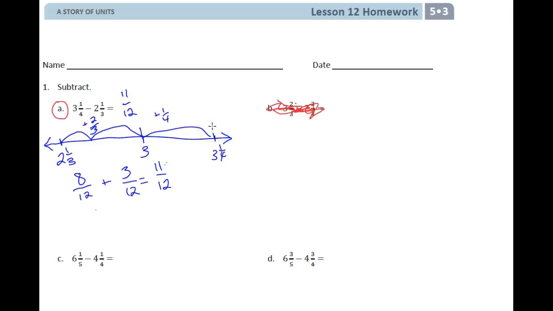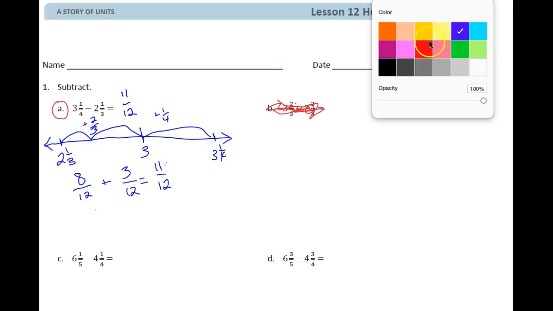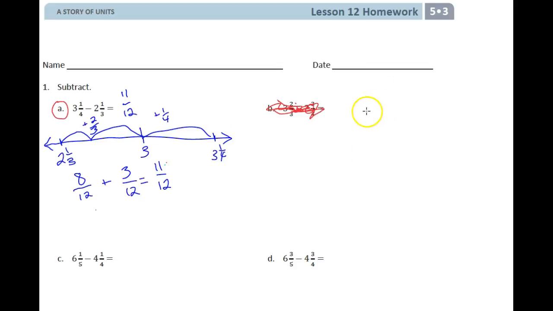Now let's do it the other way and see if we get the same answer, shall we? So this time we're going to start with what we've got, 3 1/4. We're finding the difference between that and 2 1/3. Let's start with the common denominator. We keep the whole number. And then, like we decided with our multiplier situation, that 12 was the best way to go.